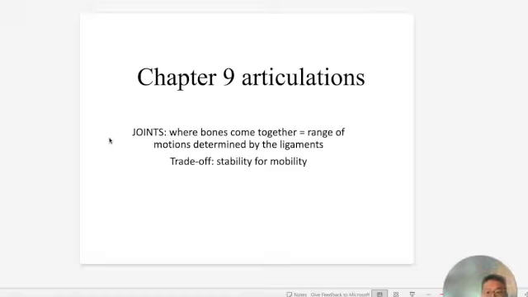Now, one of the trade-offs with having a very flexible and movable joint is stability. So, for example, your shoulder, you can move it a lot. It has a full range of motion, but it sacrifices stability. So that's why the shoulder and the hip joint are among the most easily injured parts. They have a lot of mobility, but less stability. And when you have more stability, you have less mobility.